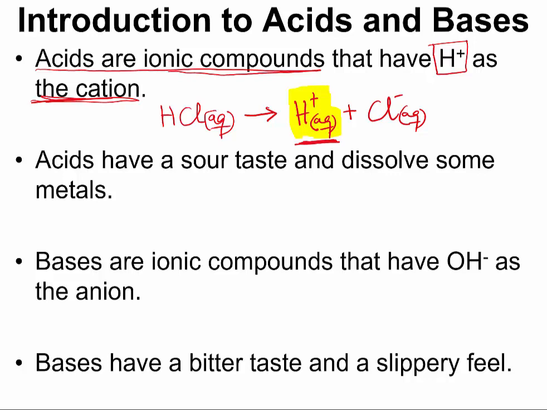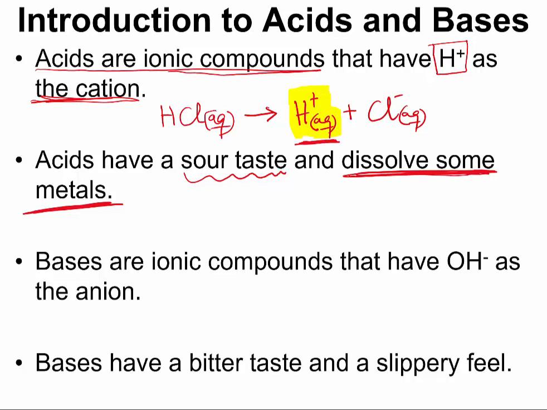Let us briefly take a look at some properties of acids. Acids have a sour taste. That is why when you bite an unripe fruit, you would spit it out because of the sour taste. And they can dissolve some metals because they are corrosive. We will learn a lot more about acids and bases in later chapters.